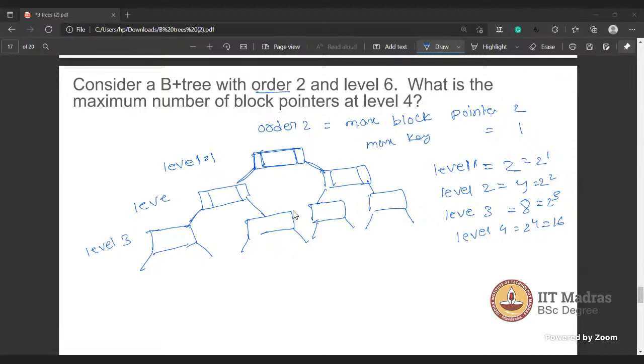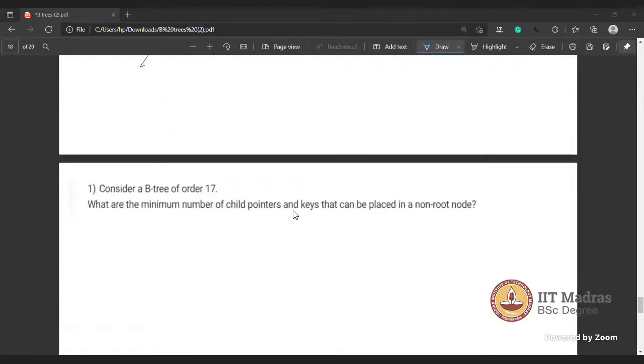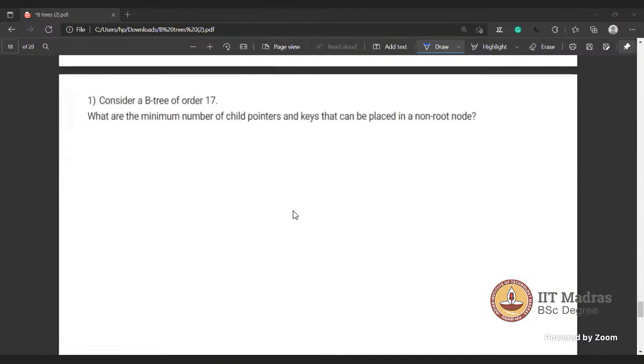Okay, so we'll move to the next question. Consider a B plus tree. What is the minimum number of child pointers that can be placed in a non-root node? So we'll wait 2 minutes.